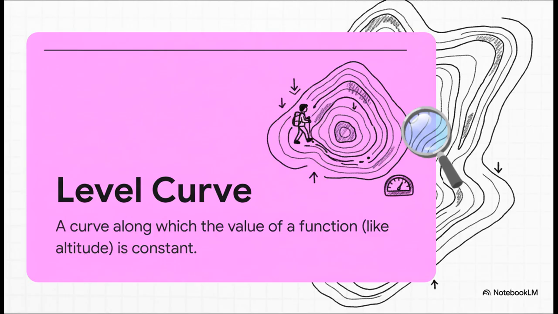Think about it this way. If you could walk perfectly along one of these circles, your elevation would never change, not even a little bit. You'd be walking across the face of the mountain, but you wouldn't be going up or down.